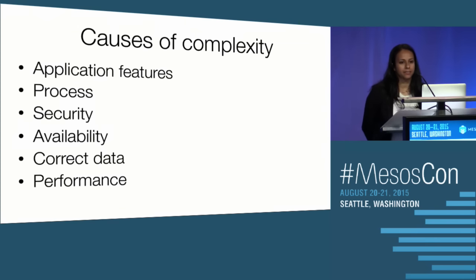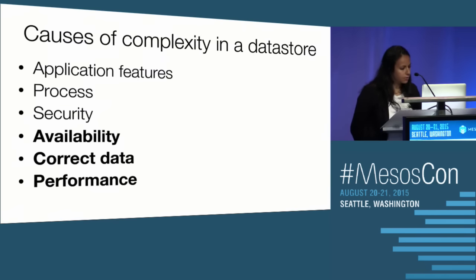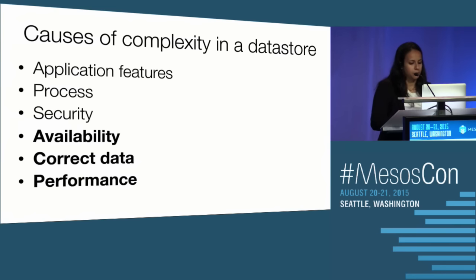Then there's security, which I think is pretty different than application features in the sense that your customers might not realize how much they actually care about it, but it's still something that's really important and that you have to think about, and that can cause a lot of complexity in your system. But the three that I want to focus on are availability, correct data, and performance, because achieving these three things actually causes a lot of complexity in the systems that we're trying to create. I actually think that they're the root of a lot of complexity in our data systems, and I want to talk about how to deal with that and how to address it.